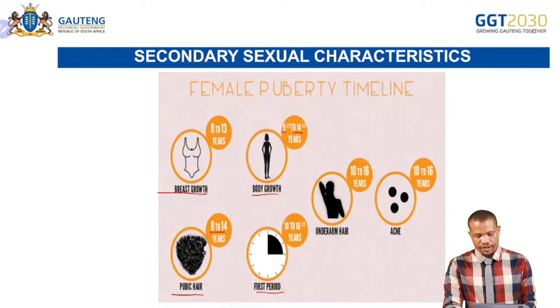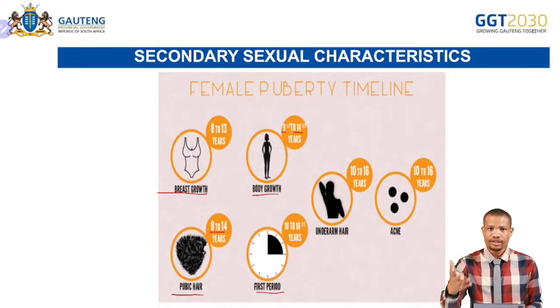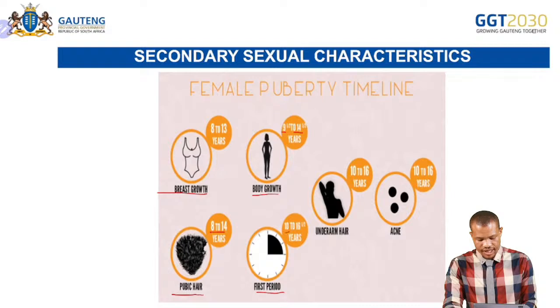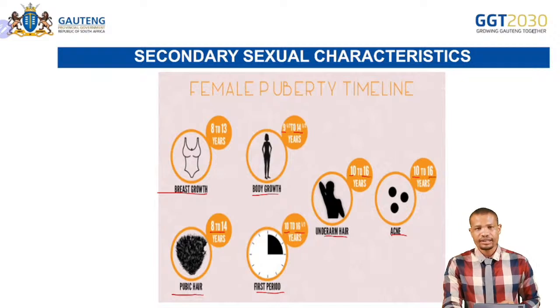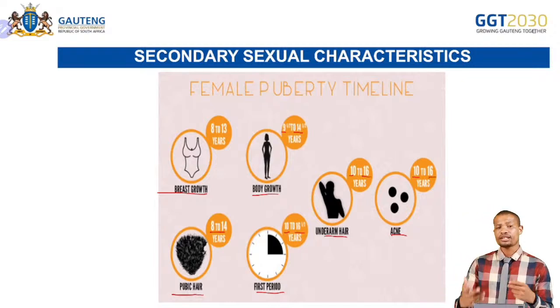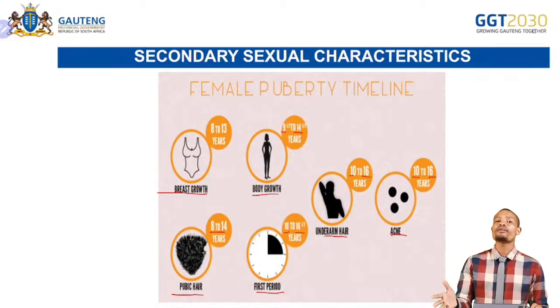Then you will start having your first period, going through menstruation, between the ages of 10 and 16. You start having some underarm hair between the ages of 10 and 16. And you will see some acne between the ages of 10 and 16. This is a summary of the secondary sexual characteristics of females.